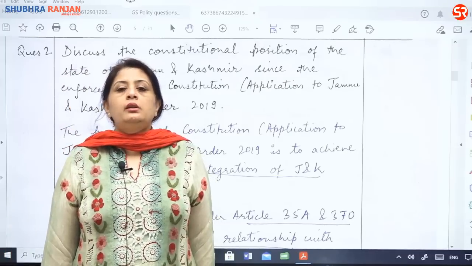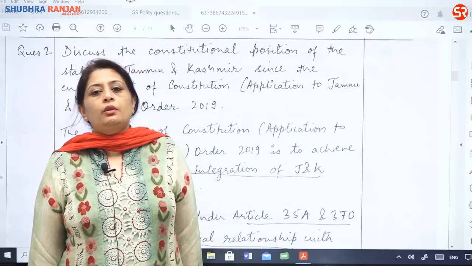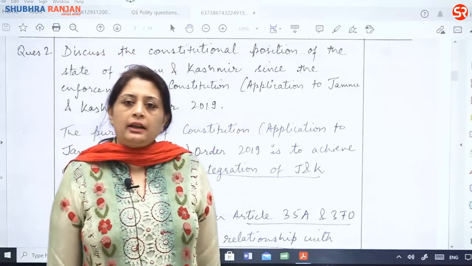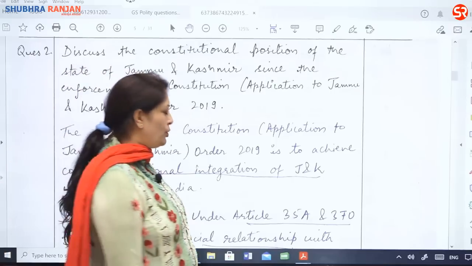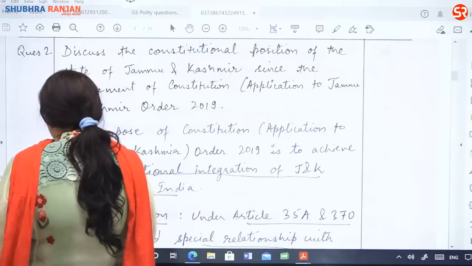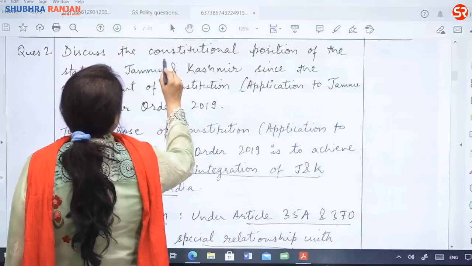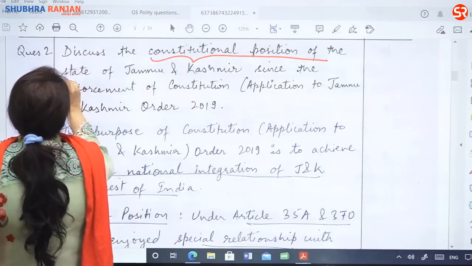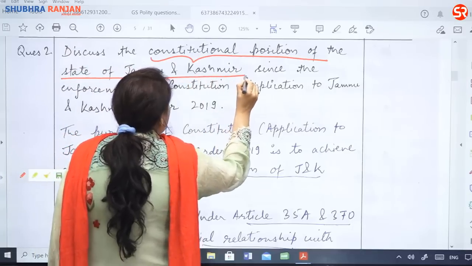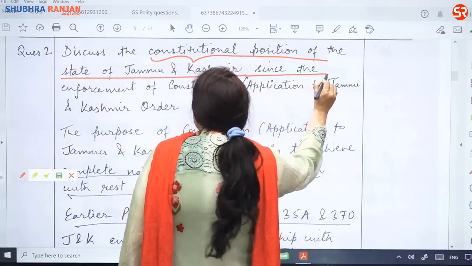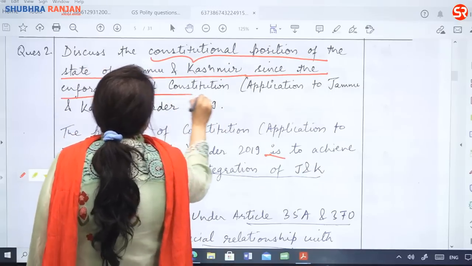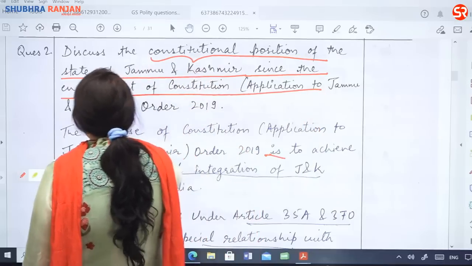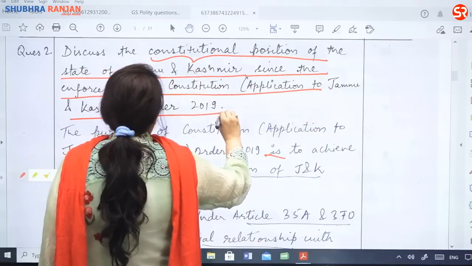So now I will take the answer sheet of another student, fine, and we will evaluate how that student has handled question number 2. The question number 2 is, discuss the constitutional position of the state of Jammu and Kashmir since the enforcement of the Constitution Application to Jammu and Kashmir Order, 2019.